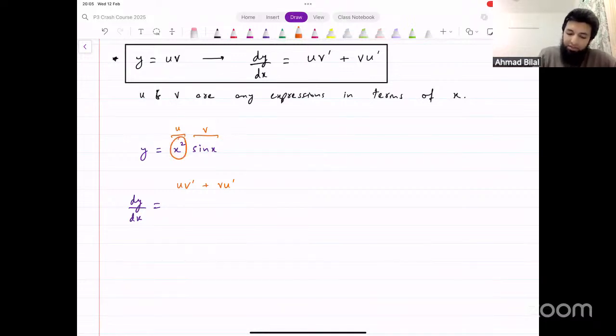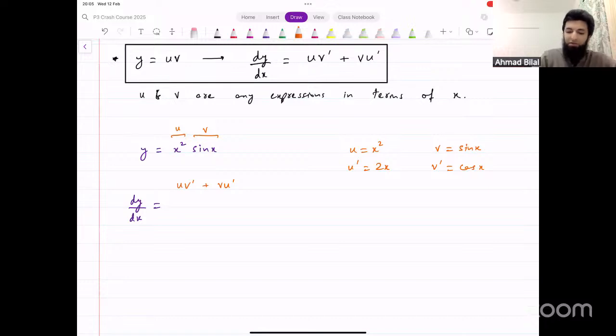So I'm saying this is u and this is v. Okay. So u is equal to x squared. Let me just write that separately here. And v is equal to sine x. What's the derivative of u? u dash, that is 2x. Derivative of v, v dash, is cos x. Right? Derivative of sine is cos. So v dash is cos x.